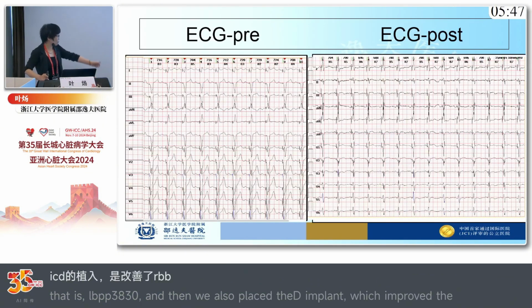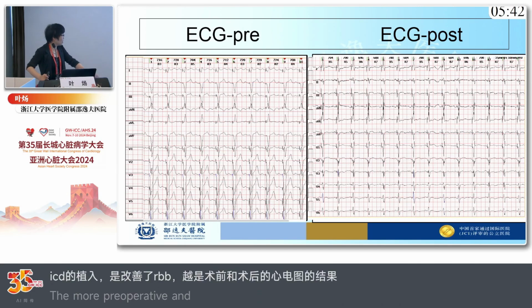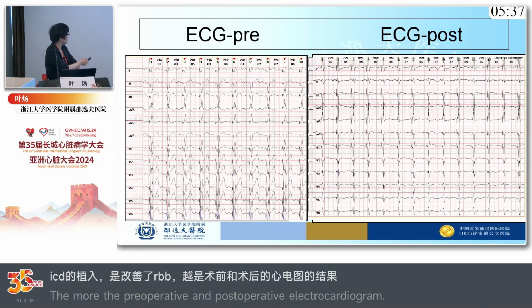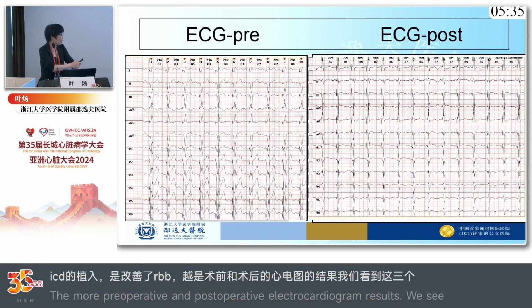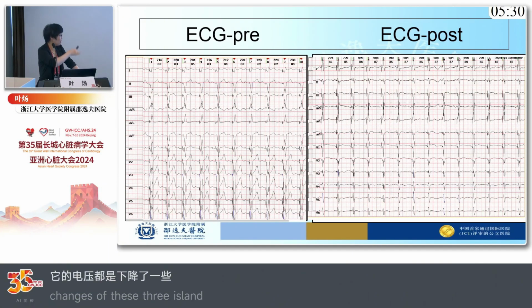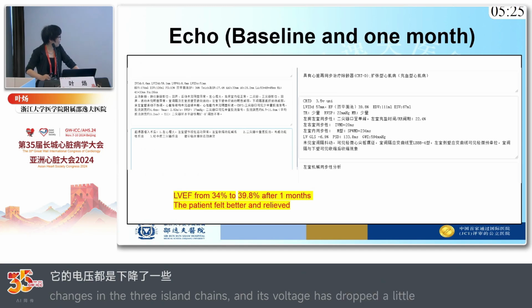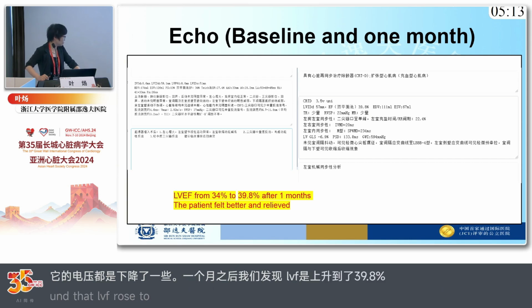And this is the ECG before and after the implantation. I found these leads 2 and 3 a bit lower, because it's elective. But because this patient was an upgrade, we could place it very high in the septum. This is a bit of a drop. And one month later, we found LVEF improved from 34 to 38.9%. So the patient felt better and relieved.